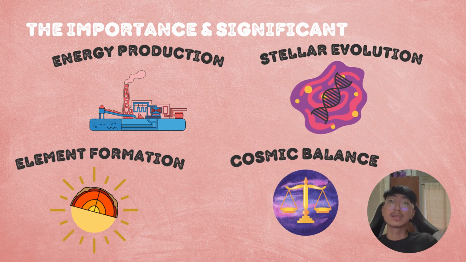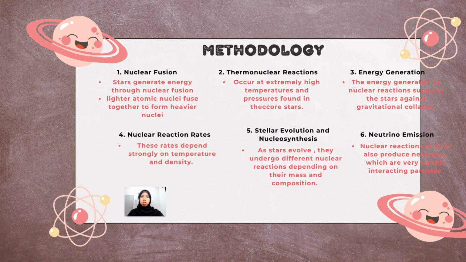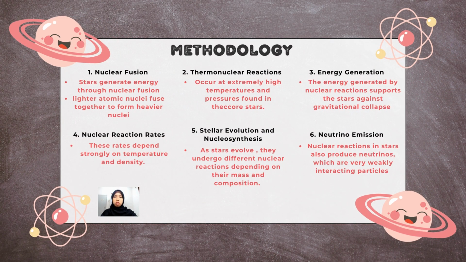For cosmic balance, enrichment of the interstellar medium: the elements produced in stars are released into the interstellar medium through stellar wind and supernova explosions. This material becomes the building blocks for new stars, planets, and ultimately life. So after a star collapses through a supernova, for example, it will give another chance for a new star to form, or maybe another planet. The methodology of nuclear reactions in stars involves several key processes.